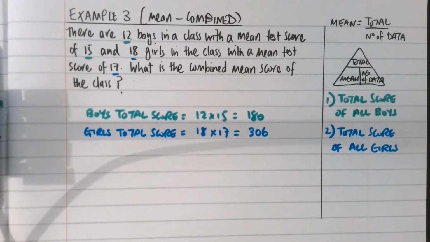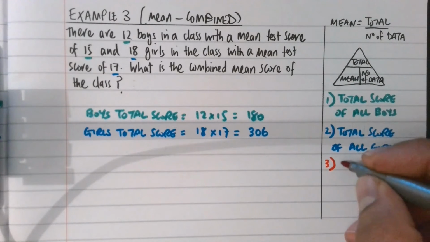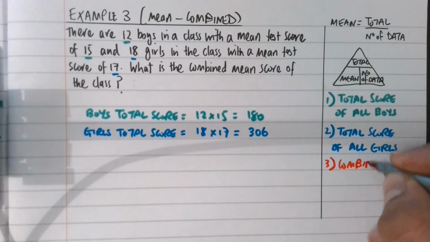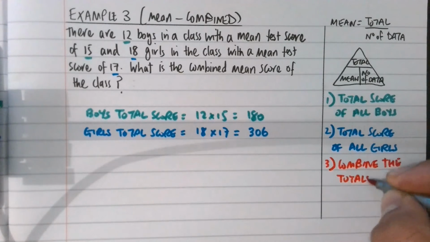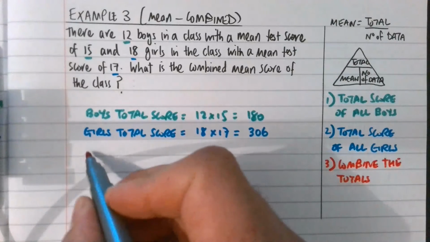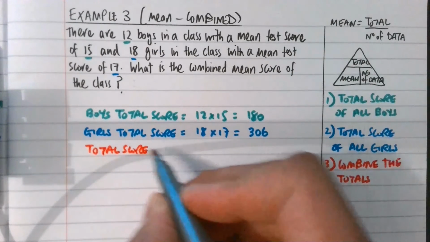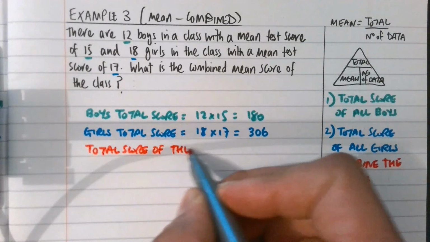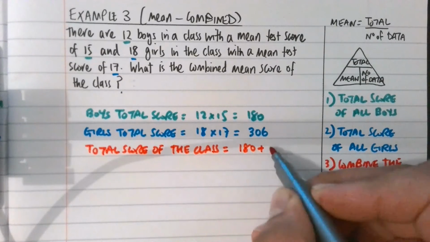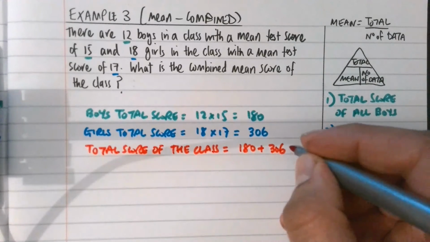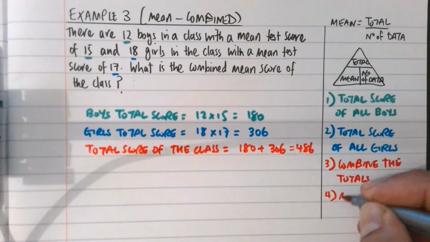Our third step is then going to be to combine the scores of the girls and the boys to get a combined score of the class, so the sum of all scores of that class. Yeah? So it's going to be 180 plus 306 for the total score of the class. Yeah? So collectively the whole class got 486 as the combined score.